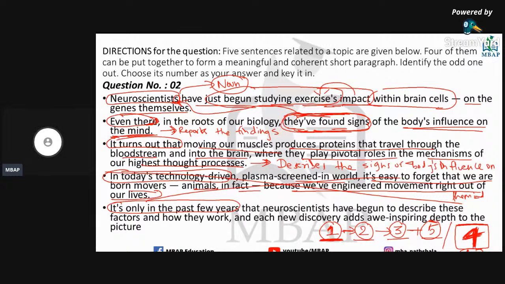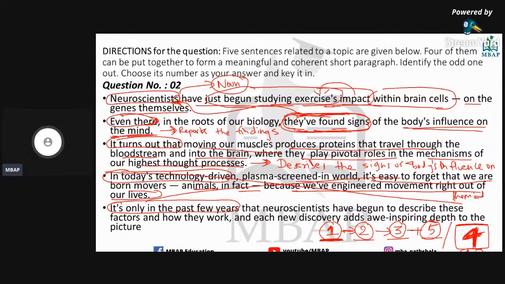Sentence 4 talks about altogether a different idea. Even if you read it, you will realize it is nowhere related. It has nothing to do with the context that we are discussing, right? What is the context here? Context is neuroscientists, they carried out a study to understand whether exercises have an impact on brain cells or not. Then after carrying out the study, they found some signs that body has an influence on the mind. That means exercise does have an impact on the mind. And then sentence 3 describes what these signs are all about.